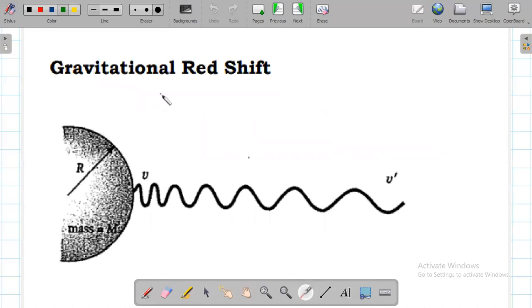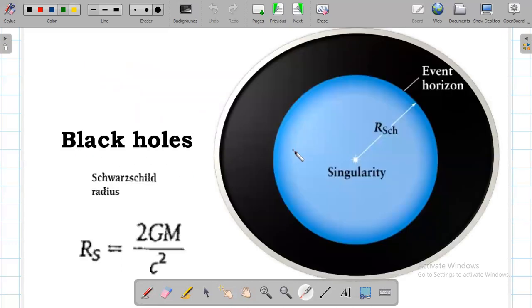Then for the explanation of gravitational redshift, draw this diagram and see carefully. Here, this is your lower wavelength with maximum frequency, and away from this part, you will get a greater wavelength as compared to the initial. Then for black holes, first draw this diagram, draw this part, explain the meaning of singularity and event horizon, and state directly the formula for the Schwarzschild radius, that is 2GM upon c square.